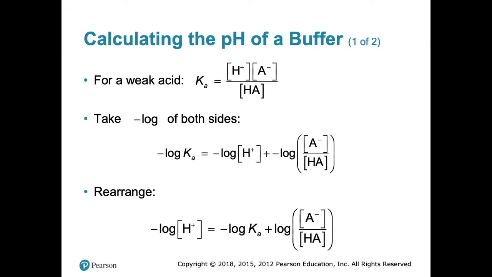And then you can rearrange the equation so that it says the negative log of the hydronium ion concentration equals the negative log of the Ka plus the log of the conjugate base divided by the acid. And something should already look familiar to you, right here. What is that right there? Exactly, that's pH. So all you need to do is plug in the Ka, plug in the concentration of the conjugate base, plug in the original concentration of the acid, and you get pH.